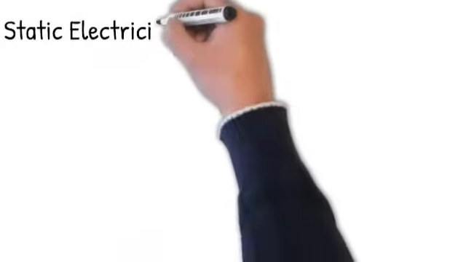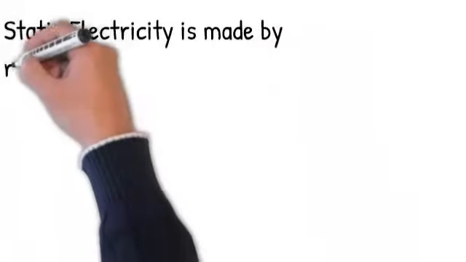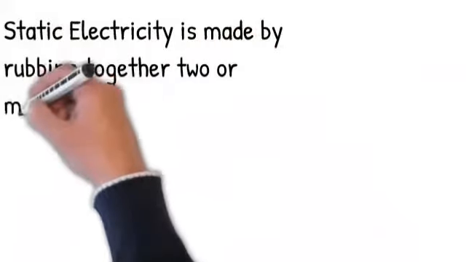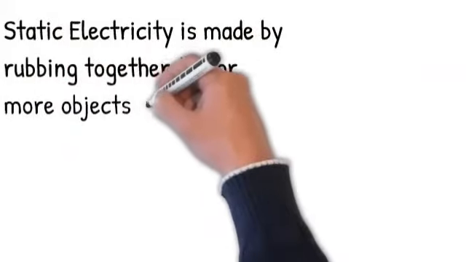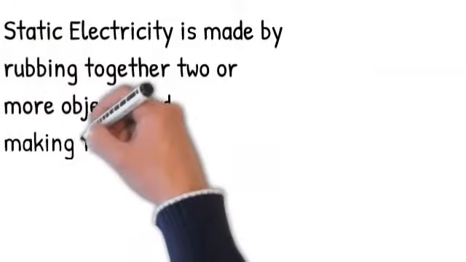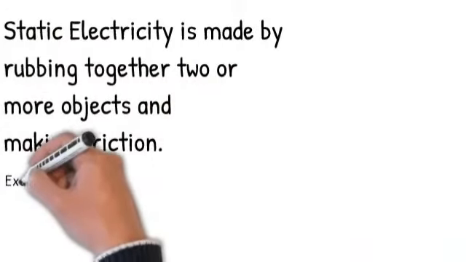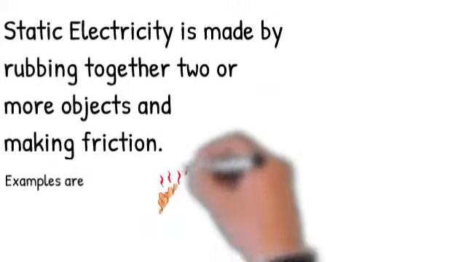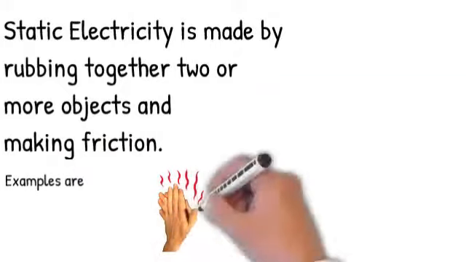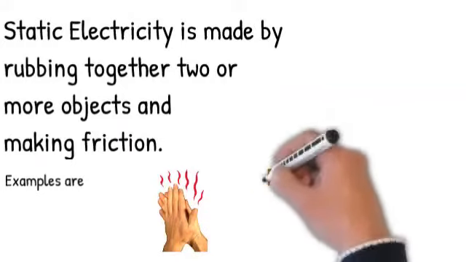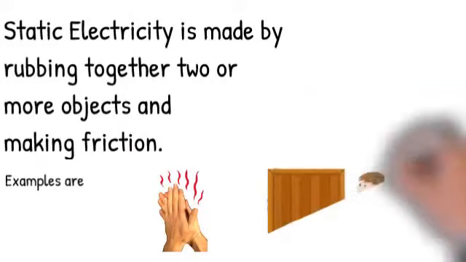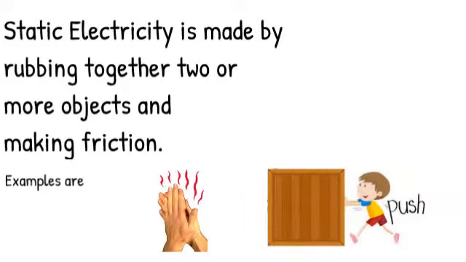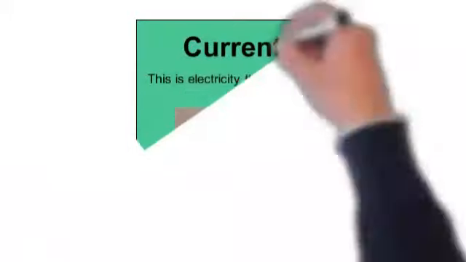From the name, static means something that does not move. Static electricity is a kind of electricity that is made by rubbing together two or more objects and making friction. Examples of static electricity are rubbing of hands. When you rub your hands together, it creates heat. That's an example of static electricity. Also, pushing an object on the ground is an example of static electricity.